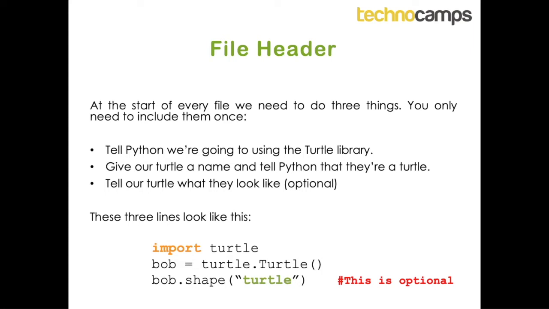Finally, the third thing is optional, though we usually include it. We can tell the turtle to look like a turtle. If you don't, it'll look like a boring arrow, but we want it to look like a turtle so we know what we're talking about. So we say bob.shape, and then inside the brackets we have speech marks, turtle, speech marks.